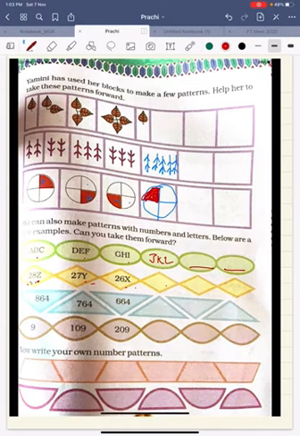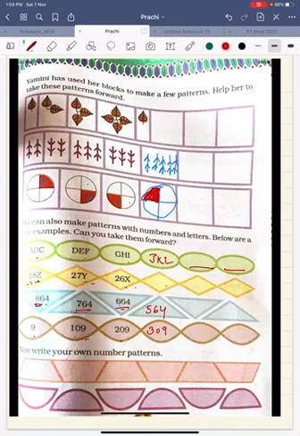Now next one. 864, 764, then 664. Here you can see the ones and tens place is not changing. 64, 64, 64. But the hundreds place number is changing backward. 8, 7, 6. So here the number will be 564. Like this you have to complete. Then next one. 9, 109, 209. So what will come here? 309. Like this you have to complete this pattern.